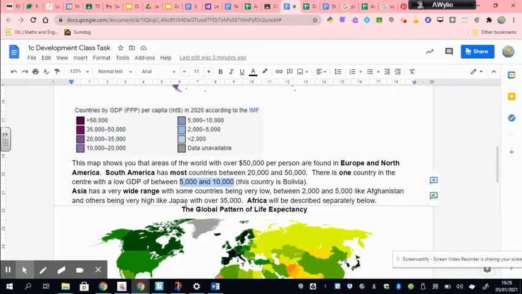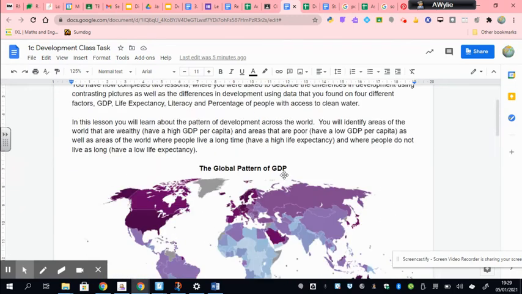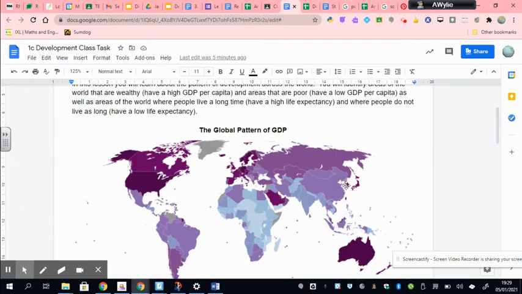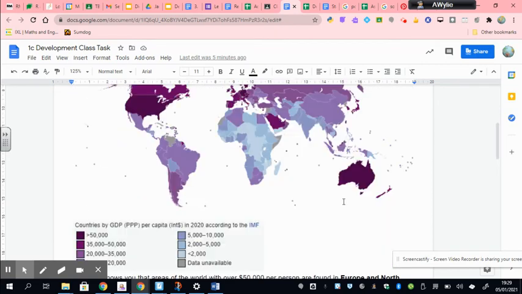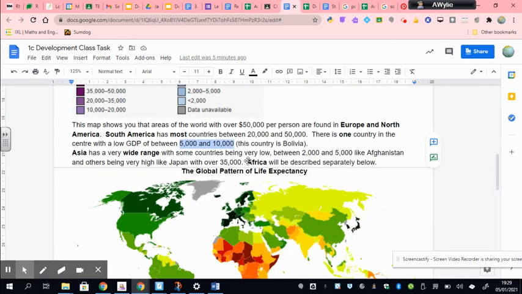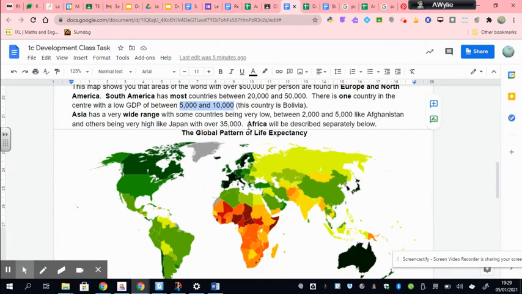And others are very high, like Japan, with over 35,000. So when I go and look at Japan, I will see there's Japan there, right here, there's South Korea right there, and both of these countries have very high. So that paragraph's all accurate. Now, I've not done Africa because one of your tasks in today's lesson will be to describe the pattern in Africa.